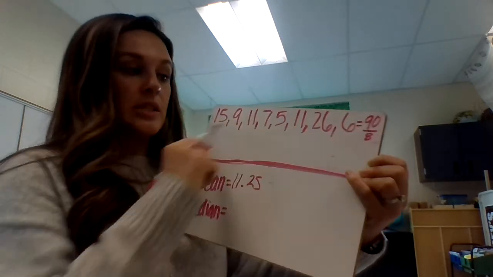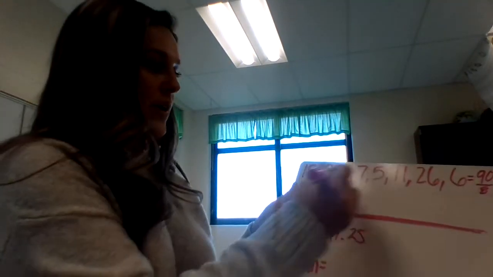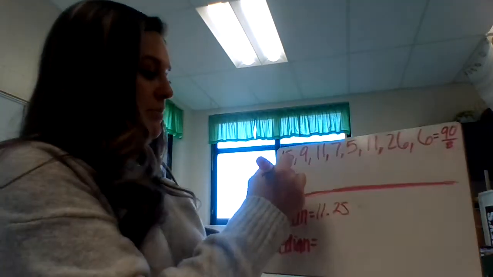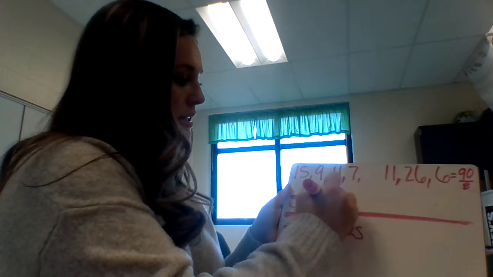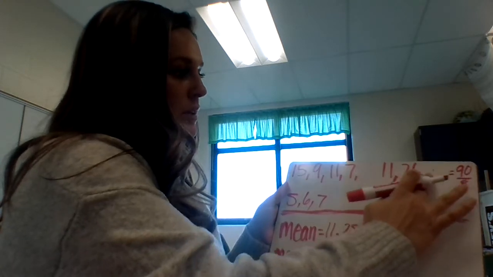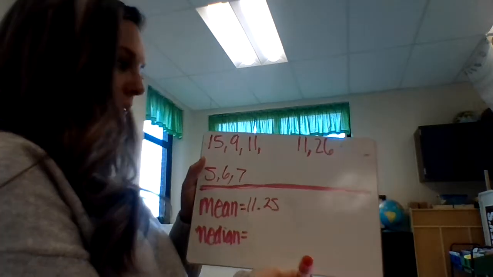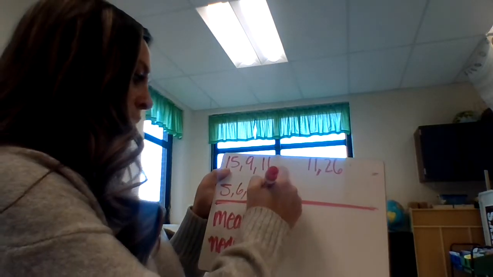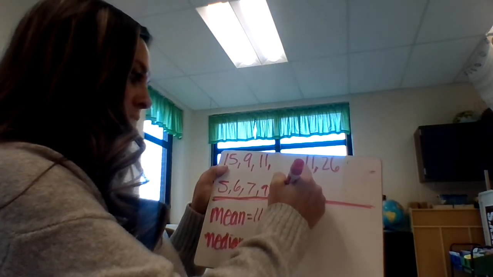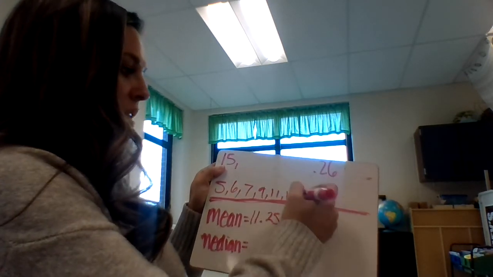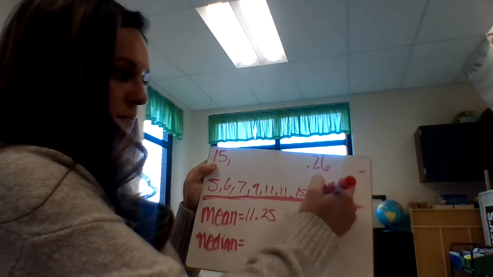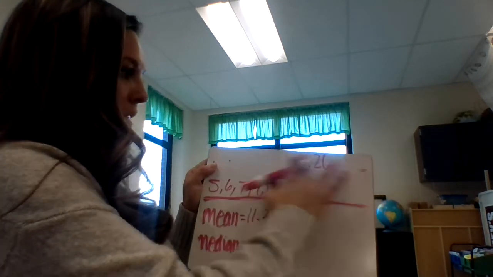Now we have to put all of these numbers in order least to greatest to find the median. So the smallest number is 5, and as I write it down here, I'll erase it up there. 5, then 6, then 7, then I have 9 and 2 11s, then 15 and 26. And that's all my numbers.